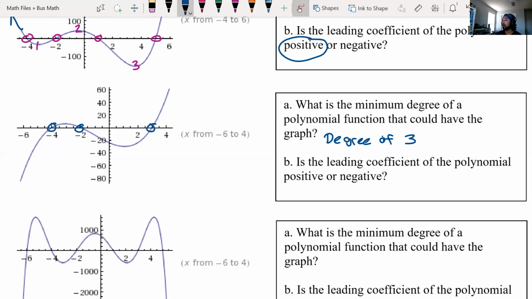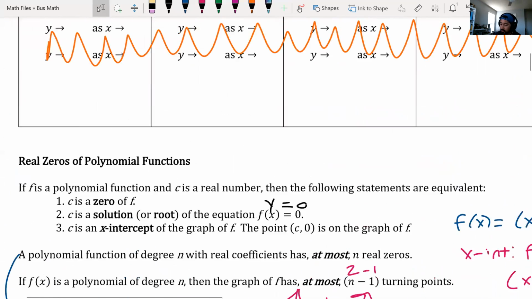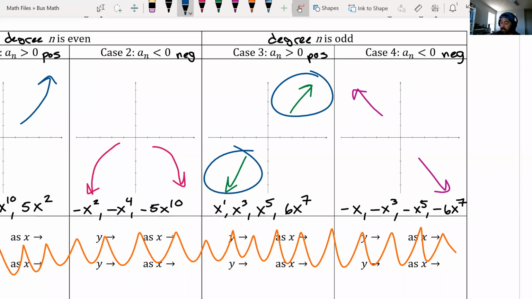And then we look at our end behavior. This says, is the leading coefficient of the polynomial positive or negative? Well, that tail goes down, that tail opens up. So we have an odd degree of 3, and we have a tail that opens down and a tail that opens up. So if we go back to the first page, odd degree is case 3 or case 4, and our tail opens down and opens up. This means our leading coefficient will be positive.